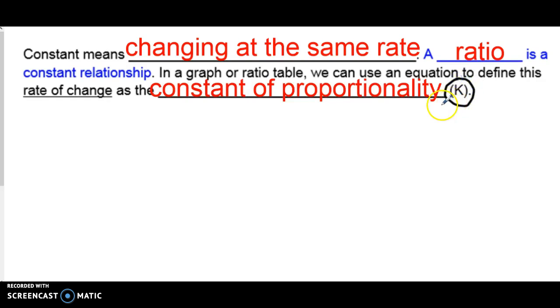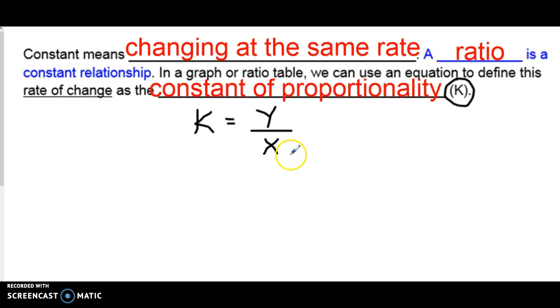K is what we're going to use to represent the constant of proportionality. There's an equation, it's very important, I need you to add it. K equals Y over X.